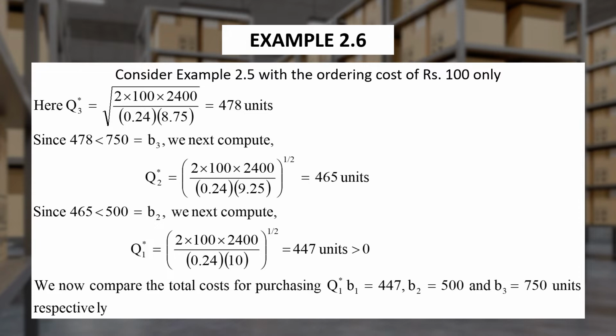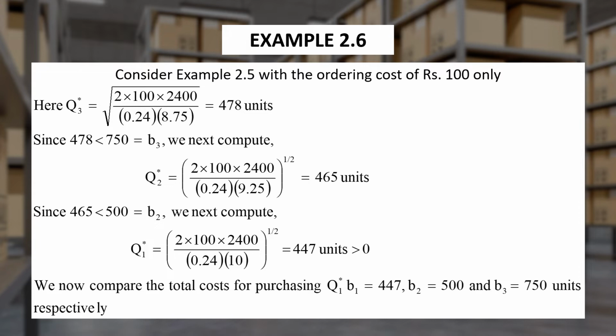Now, instead of 2400, since we are ordering at one time only 478, the price applicable to 478 will be 9.25. Your economic purchase quantity is coming as 465. Again, 465 is less than 500, so we will go to step 2. We will compute again, and we get 447. So we have 478, 465, 447.